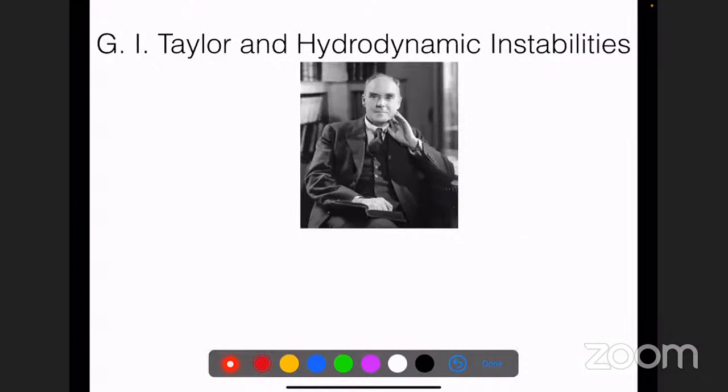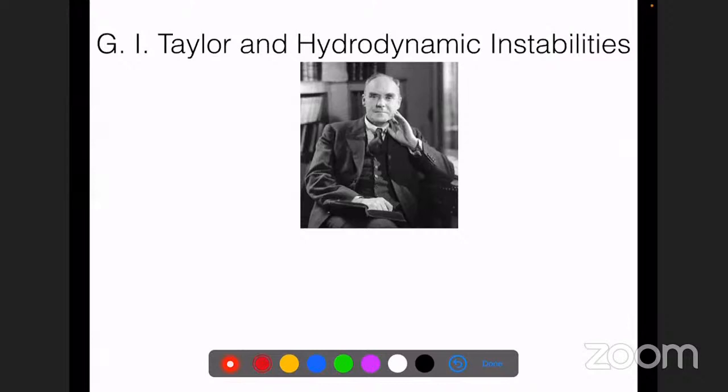Now, if you have to talk about the theory of hydrodynamic stability and how the approach actually became so successful as it has, you can't really do it without mentioning the name of G.I. Taylor. Taylor was a mathematician, a physicist, an experimentalist. He was a parajumper. He was a bunch of different things. And in every aspect, he was a genius.